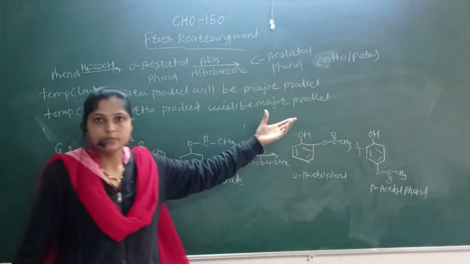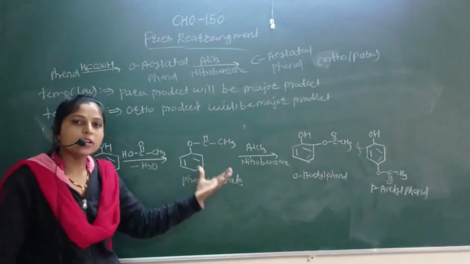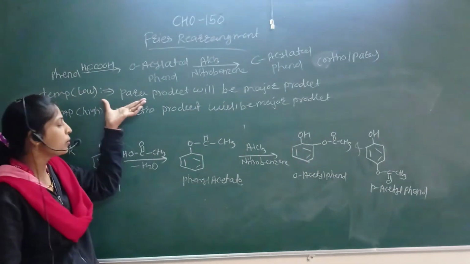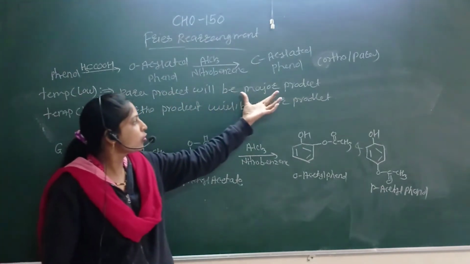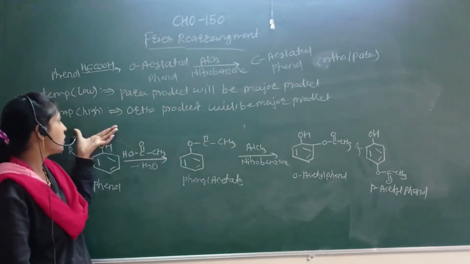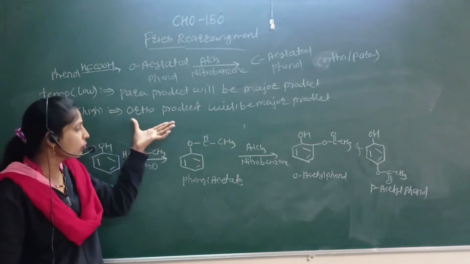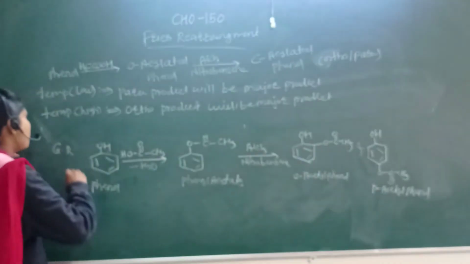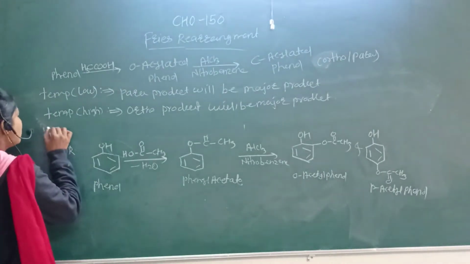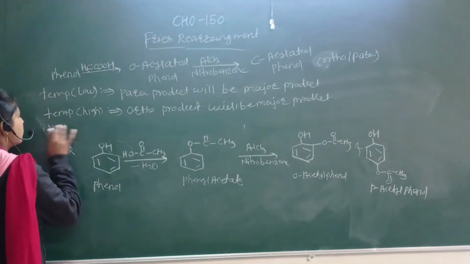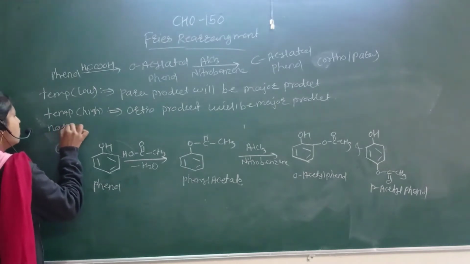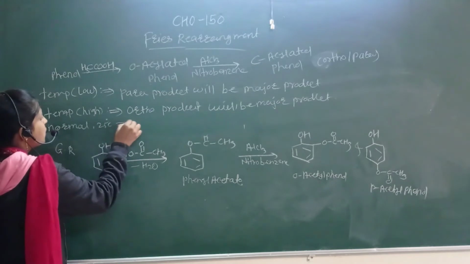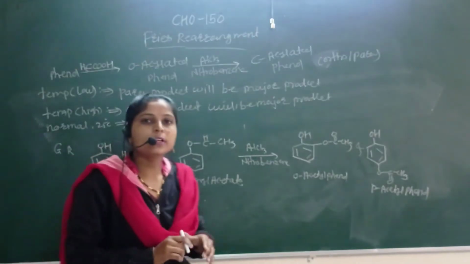So if you understand what is major and what is minor: when the temperature condition is low, the para product will be obtained, and when the temperature is high, the ortho product will be obtained. When the temperature is normal, for example 25 or 30 degrees Celsius, this is your normal temperature condition.